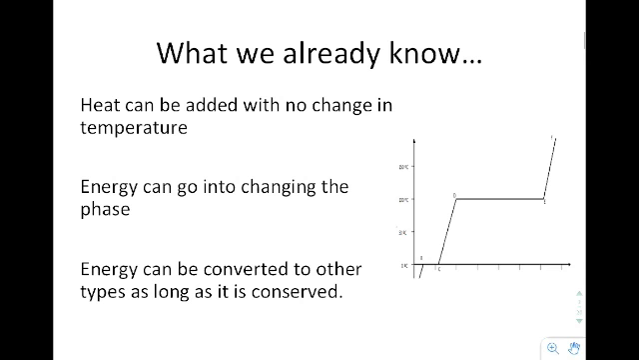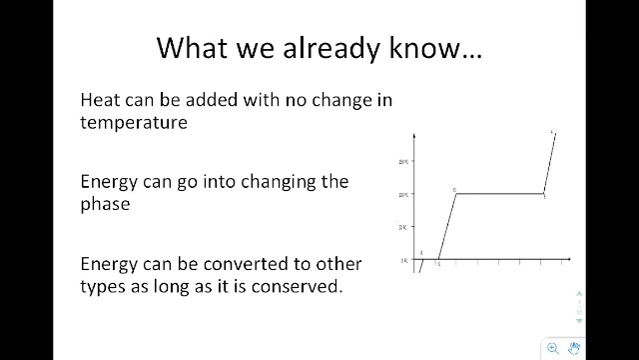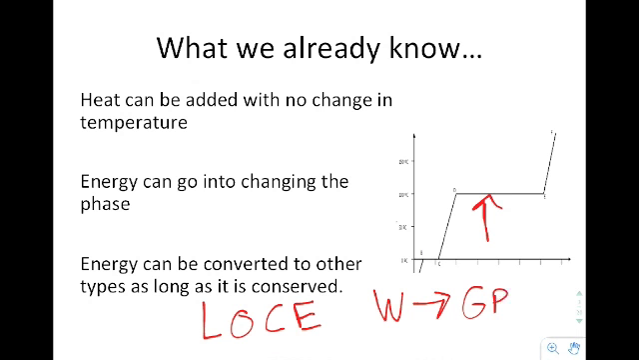So, the first thing that we already know is that heat can be added with no change in temperature. We already saw that right here with a change in phase. So energy can be added as far as changing phase, and energy can be converted from one type to another so long as it's conserved. Remember, that's the whole law of conservation of energy idea. You can take work and you can go to gravitational potential energy, or you can go to kinetic energy, or you can go to heat. You can go to lots of different things as long as that energy is conserved.